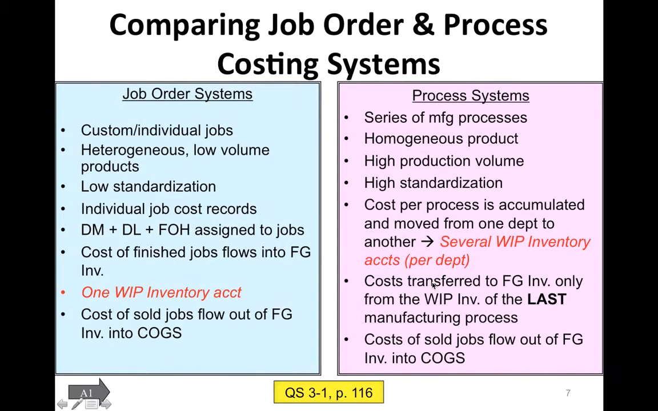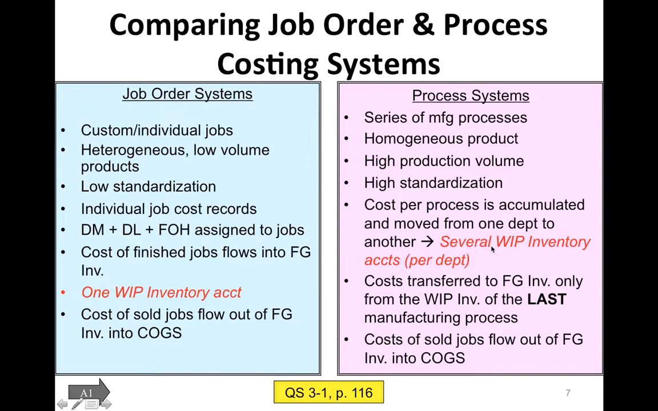So here is a great view of comparison between chapter 2 job order costing system and the process costing. And again, you can look at the differences between job orders, which were high cost, customized, heterogeneous, low number of units produced, low standardization, versus this is process costing, homogeneous, high production volume, high standardization. The main difference is that in chapter 2 we only had one WIP inventory, work in process inventory account, and here we will have two or more.